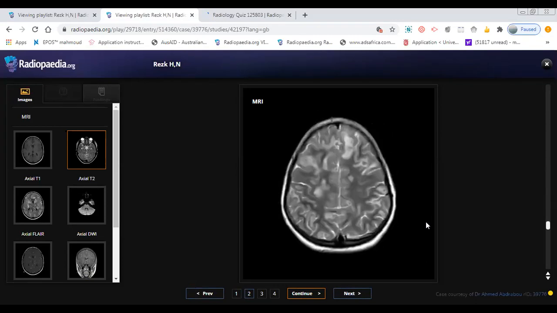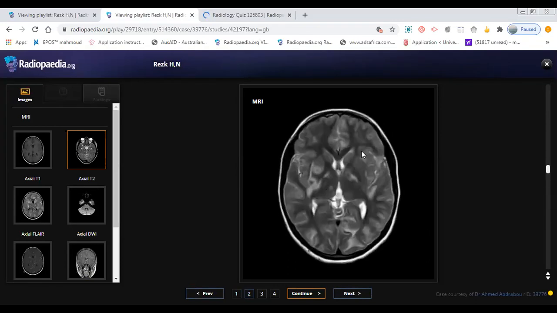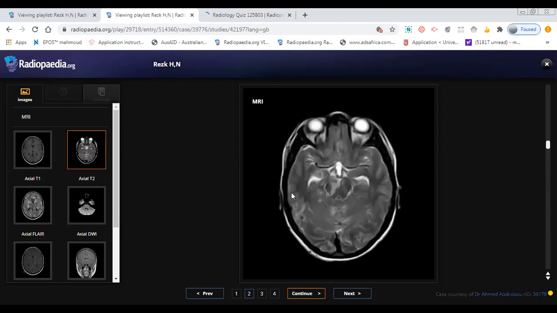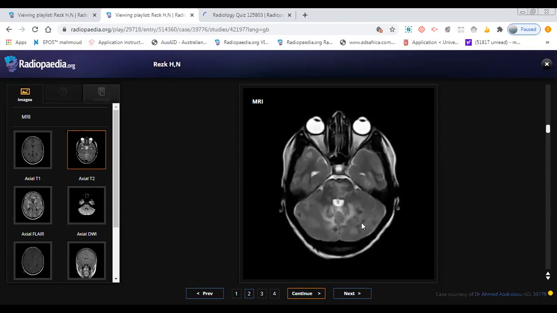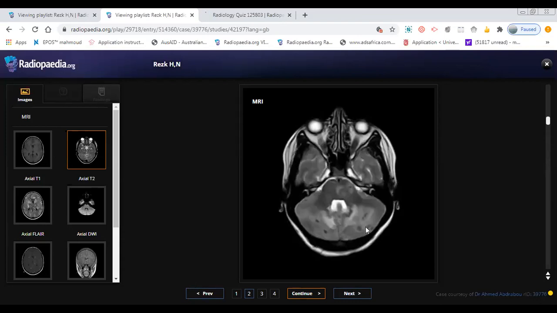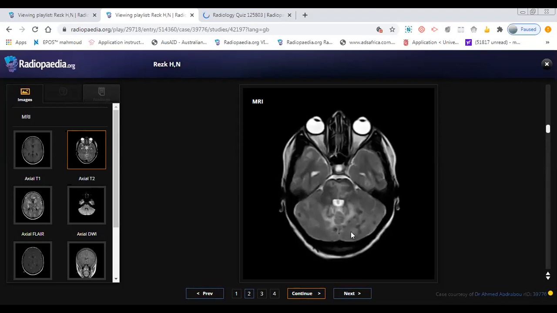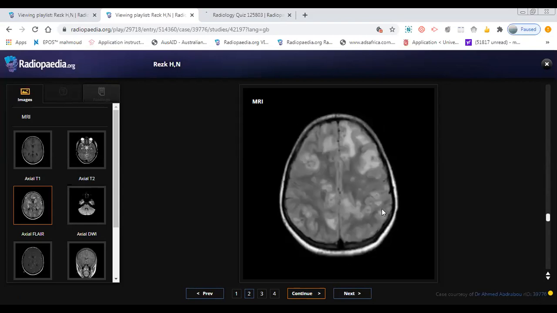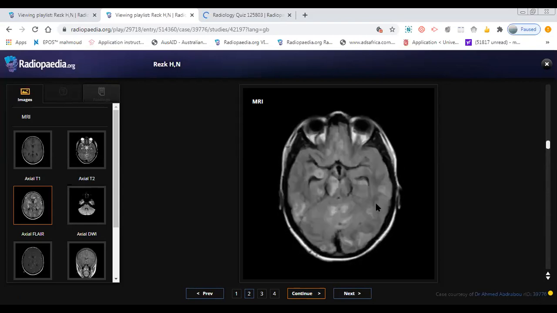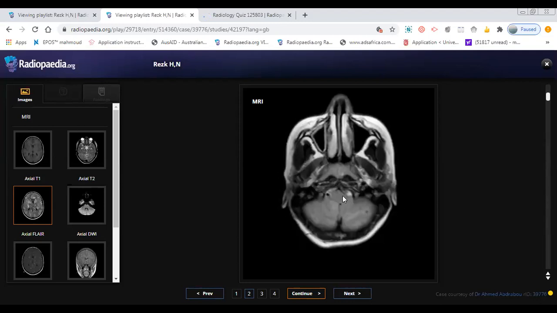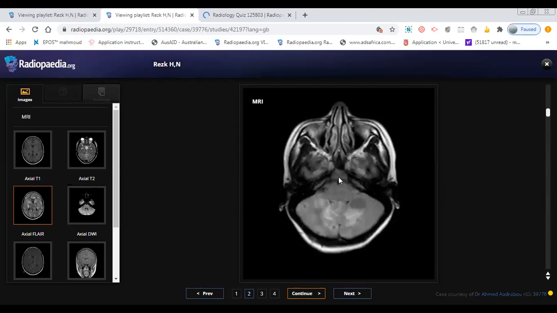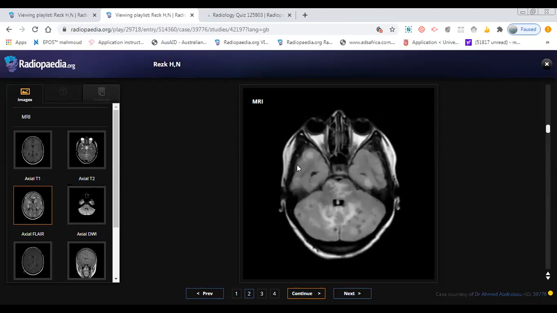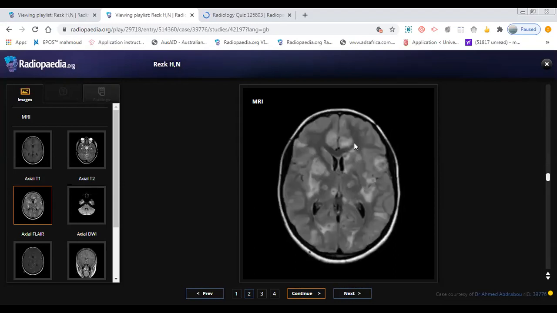So this T2, you can see that there are multiple lesions of different sizes and different signals, but inside every lesion you can see that there is low signal inside and surrounding high hyperintense signal, right? In the FLAIR, it's more apparent. You can see them clearly now, yes? And it involves everything, even the brainstem, medulla, cerebellum, and the different regions of the brain.